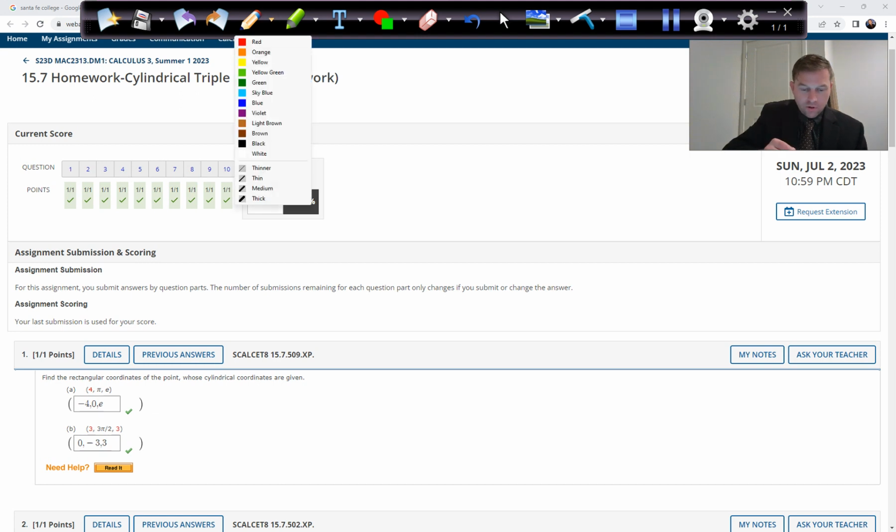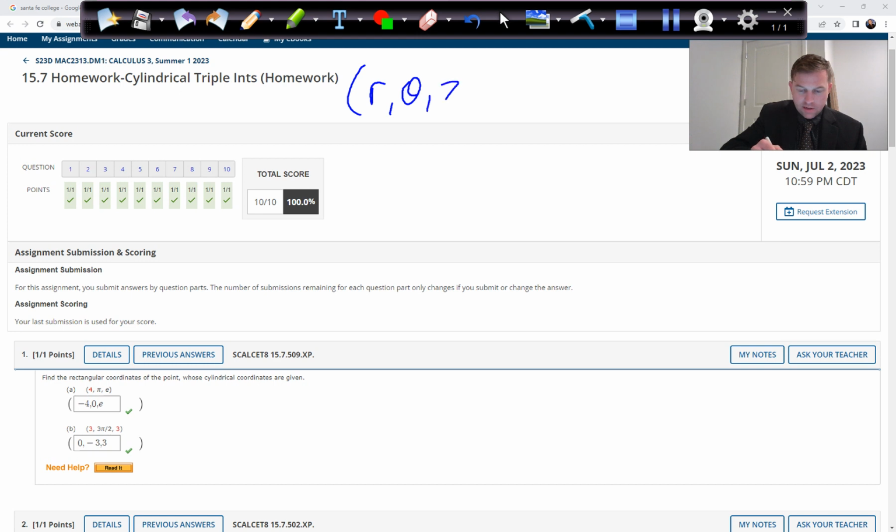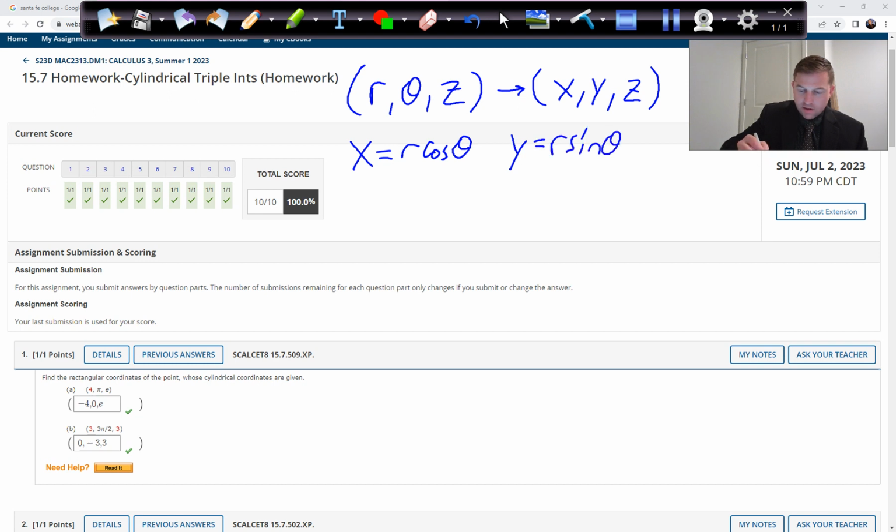So when we have cylindrical coordinates, they're giving us r, theta, and z. And what we're going to try to do is write that as x, y, and z. And we're going to use the fact that x equals r cosine theta and y equals r sine theta and z equals z. Okay, so in this problem they tell us we have 4, pi, and e.